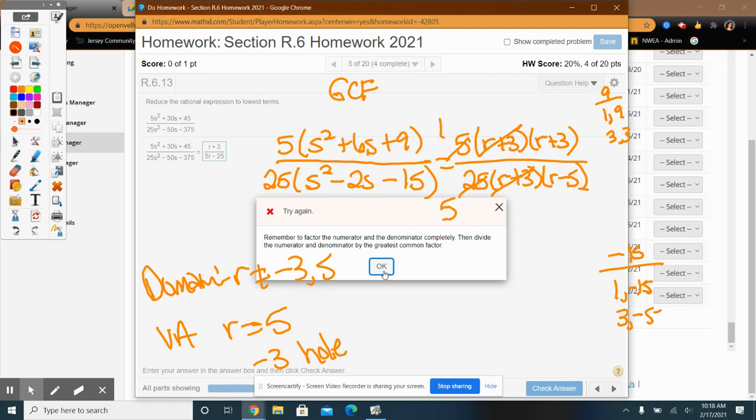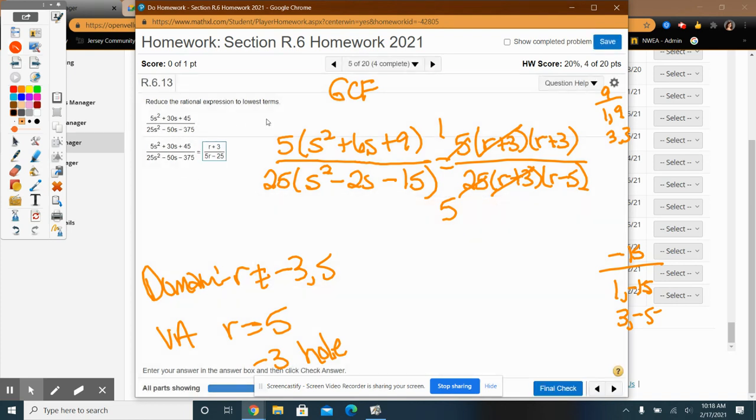Maybe I factored it wrong. Pulled out the 5. Nobody's here to help me. s squared plus 6s plus 9. It's 5s squared. Who's here? Hi, Matthew.